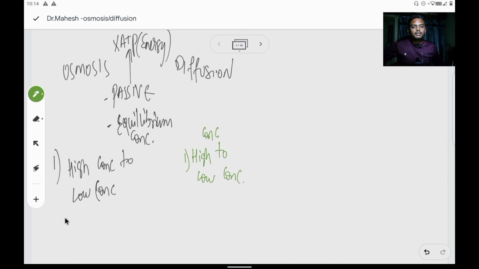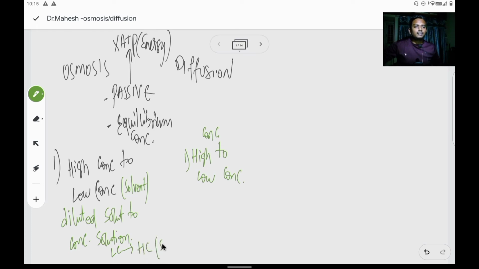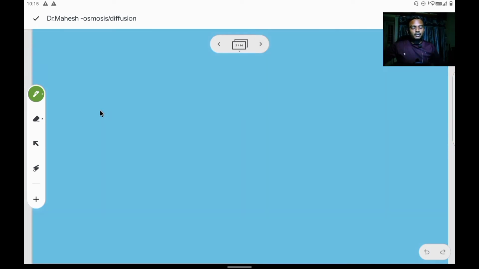Here the tricky point is I write it as from diluted solution to concentrated solution. I wrote high concentration to low concentration in terms of solvent. If I write low concentrated to high concentrated, it is in terms of solute. First I will tell you what is solvent and what is solute.